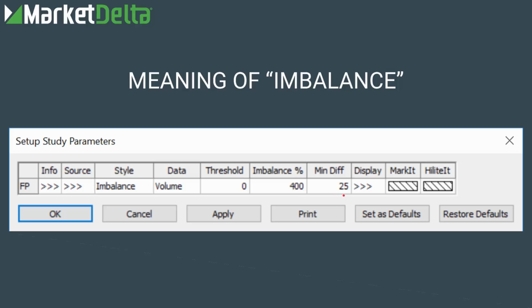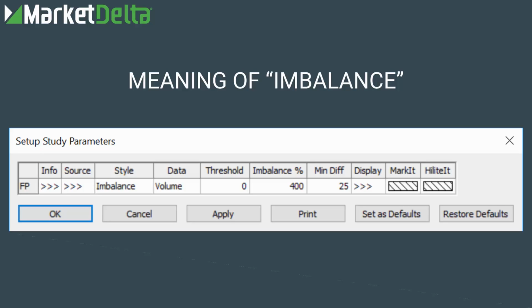The minimum differential is not a percent, this is actually a volume number. Think of it as a qualifier of volume. The difference needs to be a minimum of 25 contracts in order for this to be applied. The best way is to think of an example. 400%, well, if we had 4 contracts traded on the offer and 1 on the bid, that's a 400% difference. However, there's only 3 contracts.